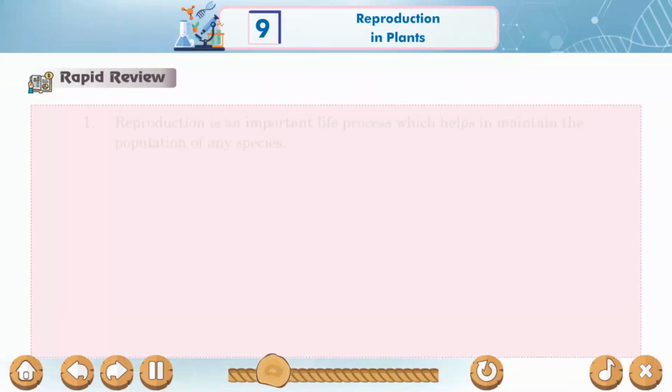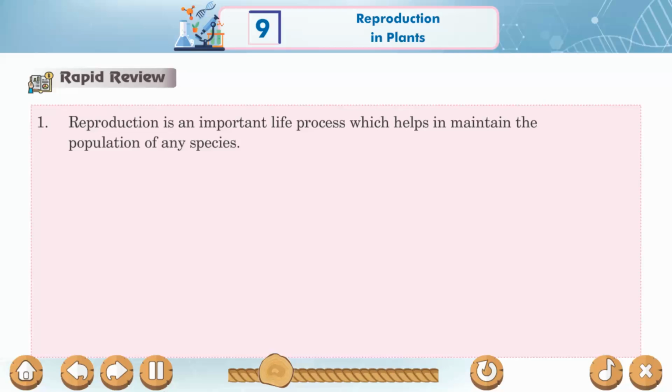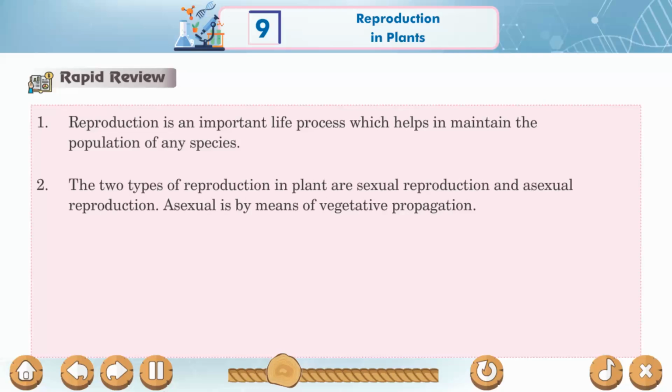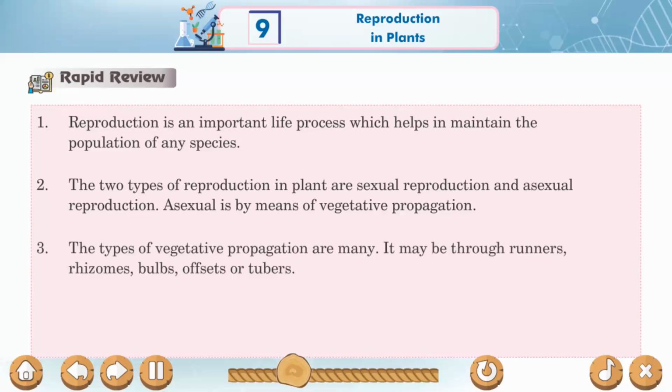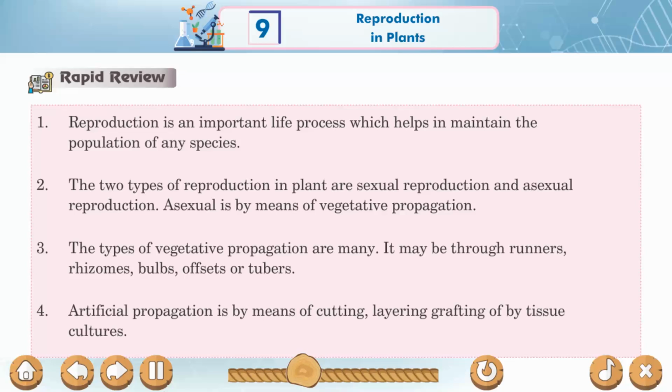Rapid review. 1. Reproduction is an important life process which helps in maintaining the population of any species. 2. The two types of reproduction in plants are sexual reproduction and asexual reproduction. Asexual is by means of vegetative propagation. 3. The types of vegetative propagation are many. It may be through runners, rhizomes, bulbs, offsets or tubers. 4. Artificial propagation is by means of cutting, layering, grafting or tissue culture.